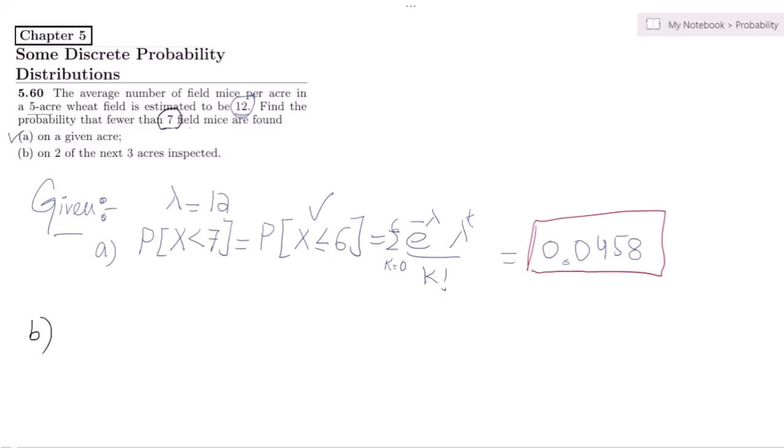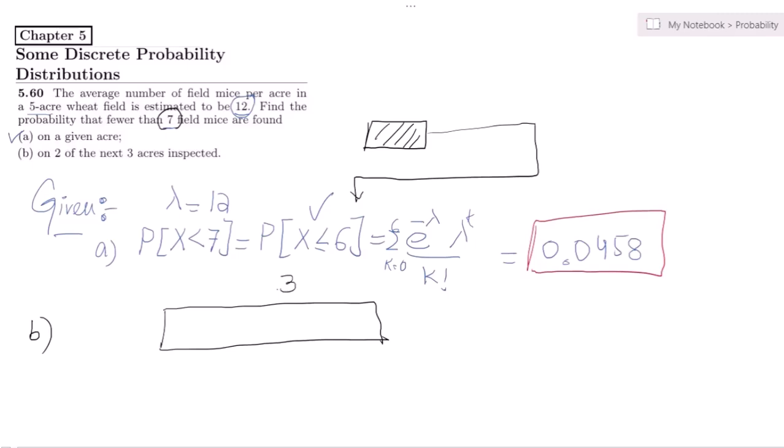Okay, so now initially we had this 1 acre. We have found out the probability that x is less than or equal to 6. Now we have 3 acres. These are 1, 2, and 3. We have to find out that in any 2 of these next 3 acres, what is the probability that 7 field mice are found.